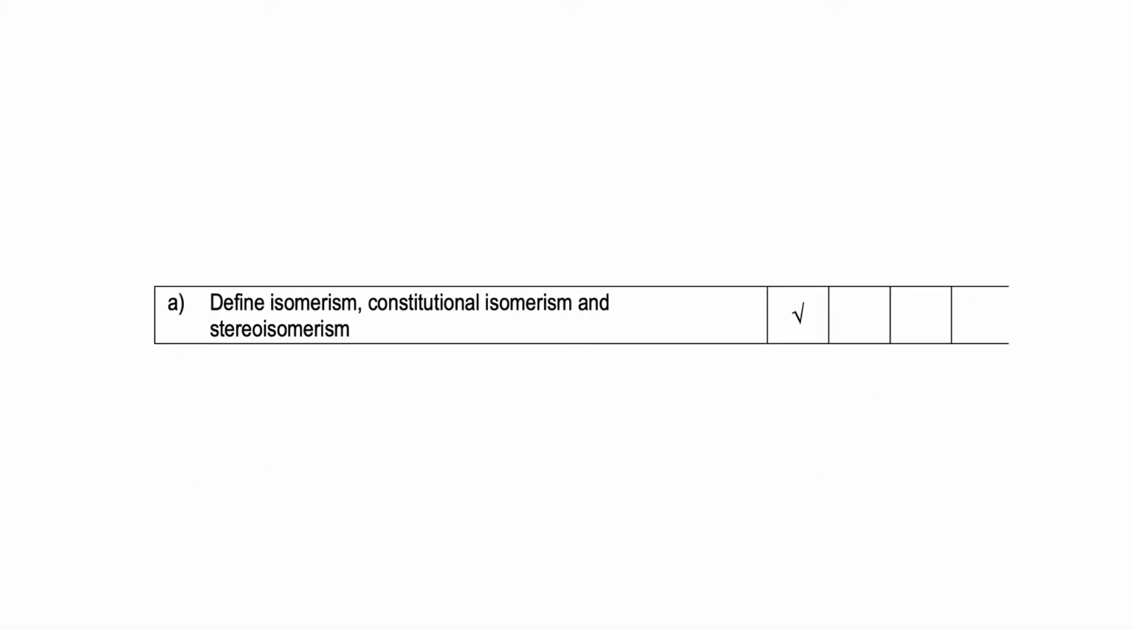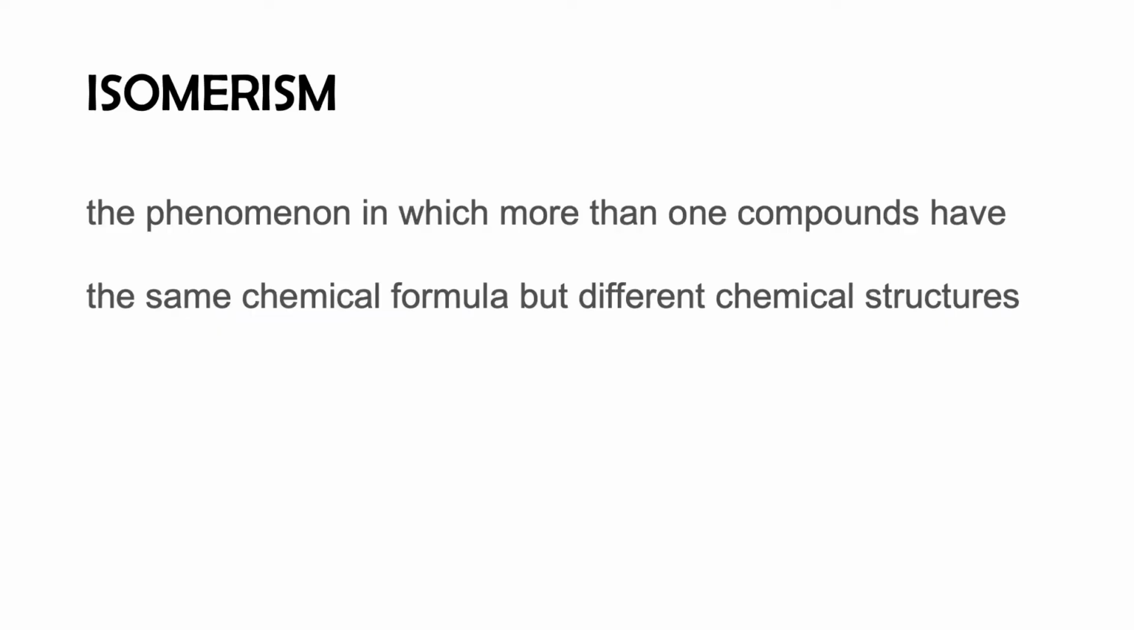which is define isomerism, constitutional isomerism, and stereoisomerism. Okay, jom. All right. So isomerism is still the same as what you have learned before in secondary school. It is a phenomenon where you have more than one compound. Dia punya molecular formula sama. They have the same chemical formula, but they have a different chemical structure, which is like, kalau kita nak buat analogy, they have the same name but different people. So that is isomerism.